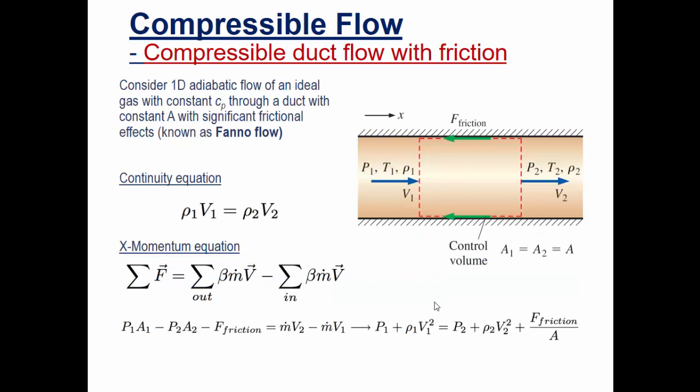Okay, let us consider a one-dimensional adiabatic flow, which represents the flow of an ideal gas. We assume that the ideal gas has a constant specific heat, or a constant Cp, and we also have a constant cross-sectional area throughout the flow from the beginning until the end of the flow.